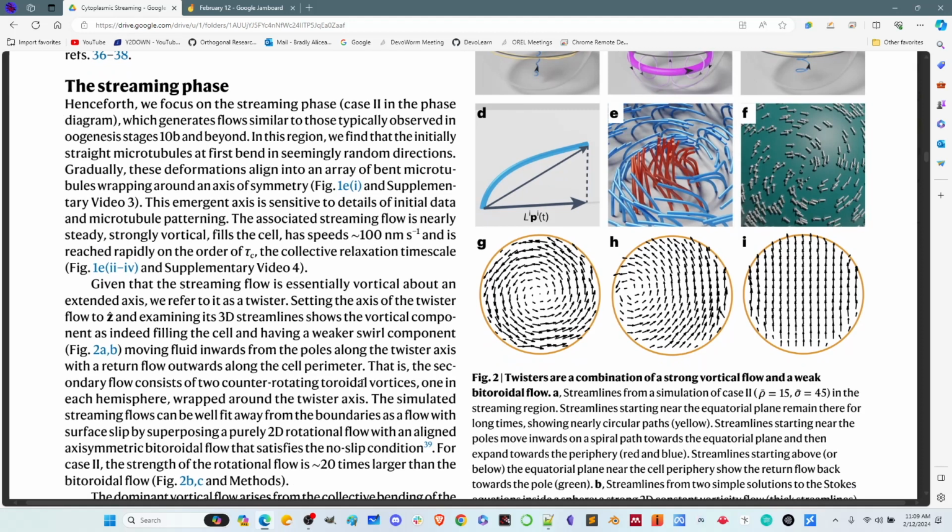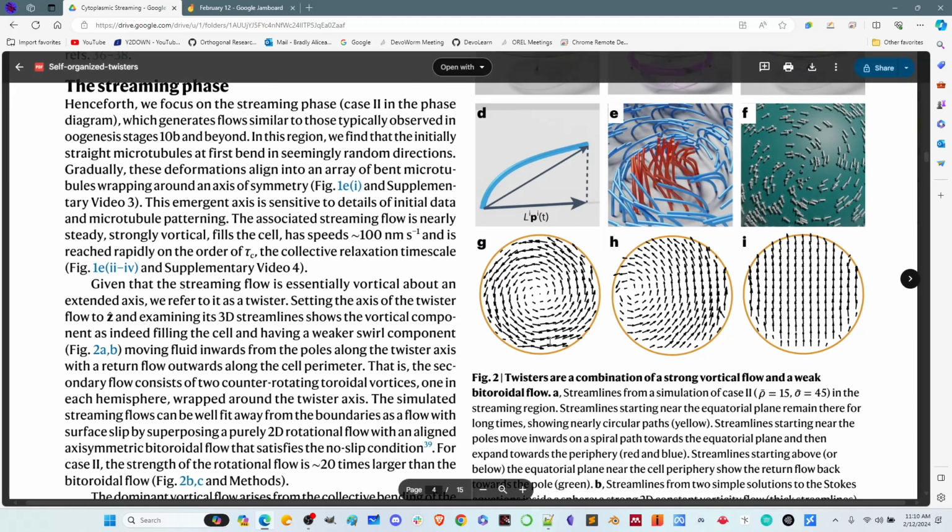Given that the streaming flow is essentially vortical about an extended axis, we refer to it as a twister. So this looks like a tornado, basically, where it's all sort of organized around a central point. And that central point then is sort of the center of gravity for this model. But it fills the entire cell. So it's moving around in a coordinated manner, moving things around the cell from the center of the cell out to the membrane. And so the cytoplasm has this sort of global, it's almost like a cell in the atmosphere where you have flow, you have weather that transits the Earth, and they exist within these cells at certain latitudes. And so you can see this kind of effect happening here.